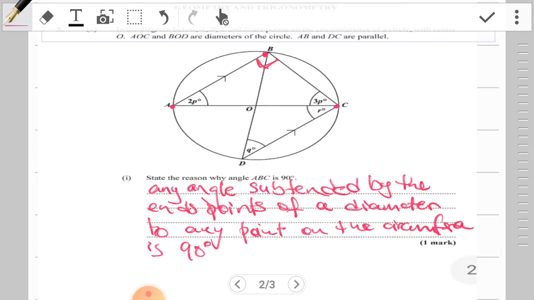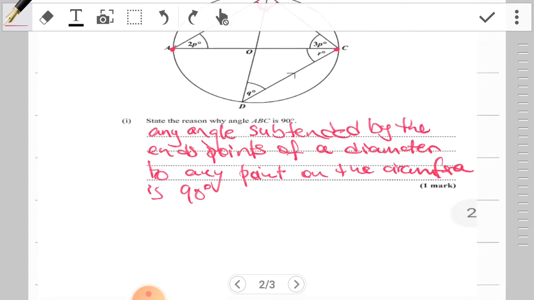So basically what I'm saying is angle subtended by the diameter to any point. If they subtend here, it's going to meet at 90. If they subtend here, it's going to be 90. If they subtend down here, it's still going to be 90. As long as it's coming from the endpoints of the diameter and they go to any point on the circumference, we will get 90 degrees. And that's the reason why this is 90. That's a 1 mark question.